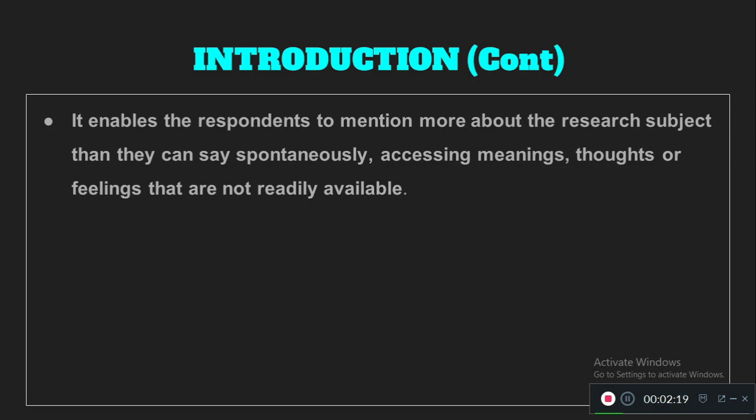Also, this technique enables the respondents to mention more about their inner attitudes, which they cannot tell spontaneously, and which is very difficult for the researcher to access, the meanings of thoughts and feelings not readily available in most clients. By creating an imaginary environment, we understand what kind of thoughts and feelings they have at present, which they cannot tell during normal times. In this situation, they will tell it anyhow.